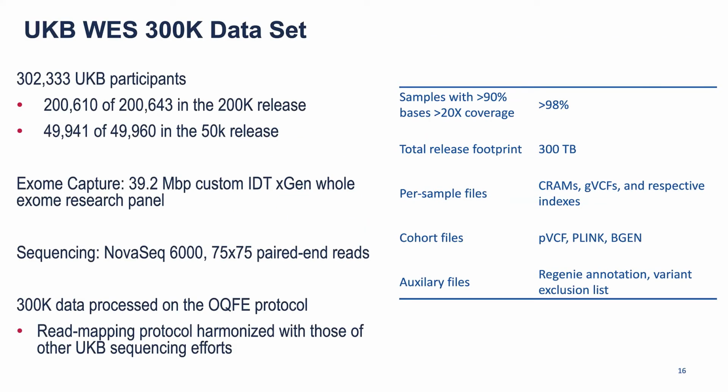So the 300K Exome dataset is just over 300,000 participants that include the bulk of the individuals that were in the previous Exome releases, the 200K and the 50K. There were some withdrawals, and that's why the numbers aren't exact. For everyone who's new to our Exome data, at UK Biobank it is a just under 40 megabase pair custom capture design. All the sequencing is done on the NovaSeq 6000, 75 by 75 base pair paired end reads.